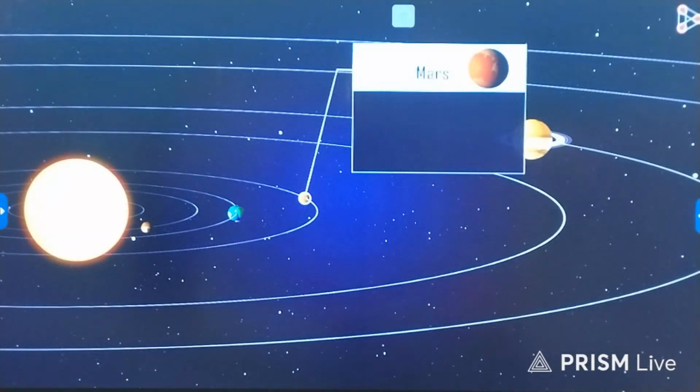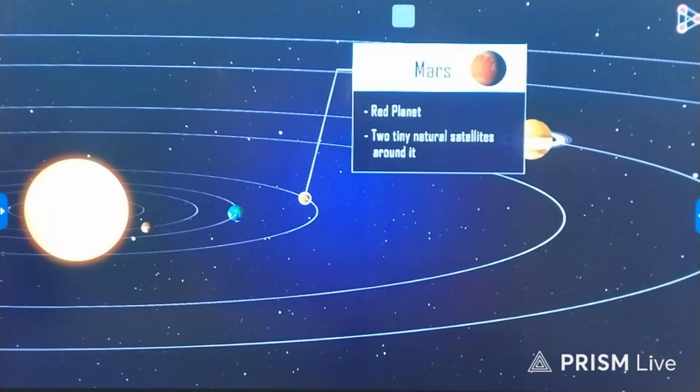The fourth one is Mars. This planet is the first one outside the Earth's orbit. This planet has been nicknamed the Red Planet because of its reddish appearance. Why does it look reddish? It does so because of the rusty color of its soil. Mars has two tiny natural satellites around it.